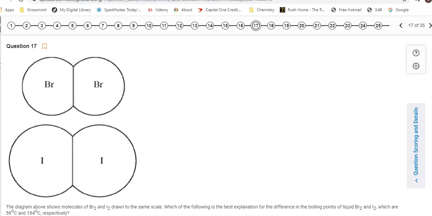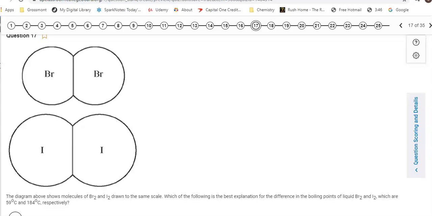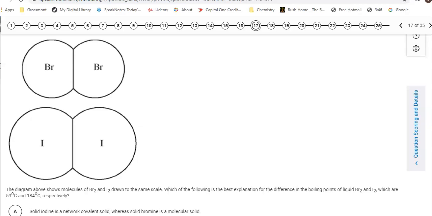Okay, 17. The diagram above shows the molecules Br2 and I2 drawn on the same scale. So you can see these are both nonpolar because it's two identical elements, and iodine is bigger, which means it's going to have stronger London dispersion forces. So we can draw those conclusions right now.